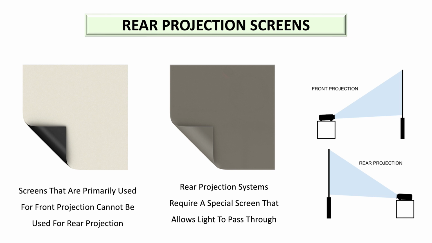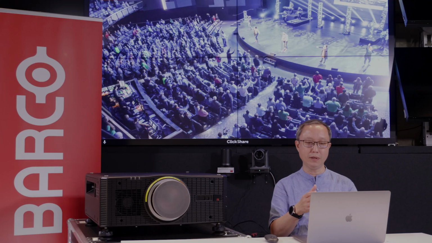So there are special materials. There are different types. They've got the vinyl type, they've got the acrylic type, glass type. There are different types of screens that they use for rear projection.